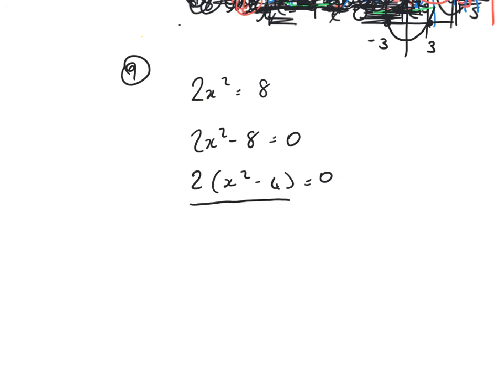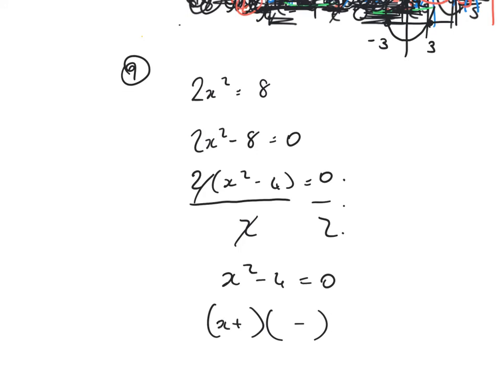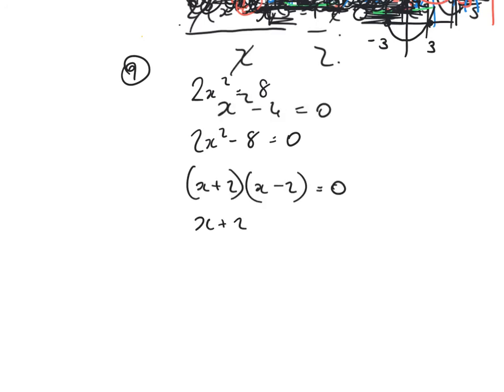I can then divide both sides of the equation by 2, which is fine. I'm keeping the thing balanced by doing the same thing to both sides. The two cancel out. And now I've got x squared minus 4 is equal to 0 divided by 2 is 0. That is now a difference of 2 squares, bracket with a plus, bracket with a minus, and the square root of x squared is x, and the square root of 4 is 2, so that's x plus 2 bracket x minus 2 is equal to 0. So x plus 2 equals 0, and x minus 2 equals 0. Okay, that'll be x equals minus 2 and x equals 2.